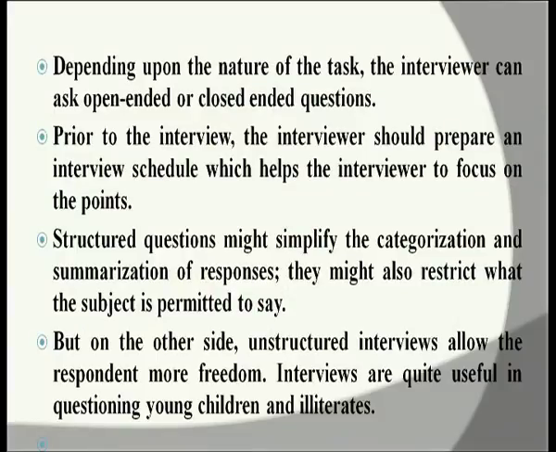Depending upon the nature of the task, the interviewer can ask open-ended or closed-ended questions. Prior to the interview, the interviewer should prepare an interview schedule which helps the interviewer to focus on the point. Structured questions might simplify the categorization and summarization of responses. They might also restrict what the subject is permitted to say. But on the other side, unstructured interviews allow the respondent more freedom. Interviews are quite useful in questioning young people and illiterates.